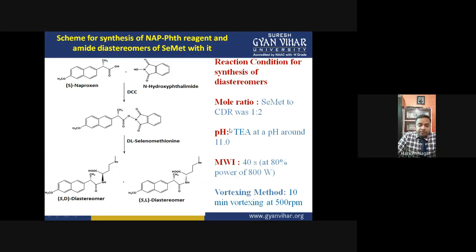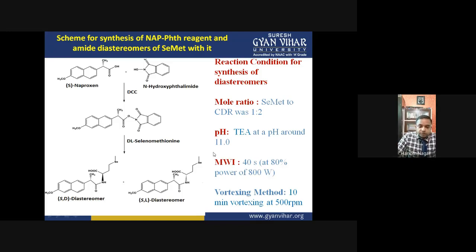And the pH of the reaction medium was adjusted with TEA to around 11. So TEA, triethylamine, was taken as base or as the buffer compound to make the pH around 11, right? Now, the reaction was carried out under microwave irradiation conditions, not in the conventional method. At microwave condition, this reaction was carried out for 40 seconds at 80% power, at 800 watt.